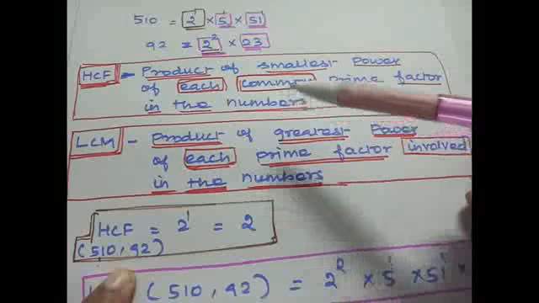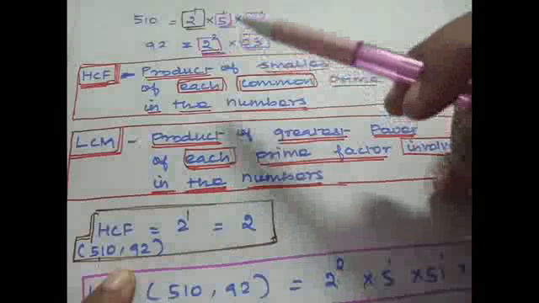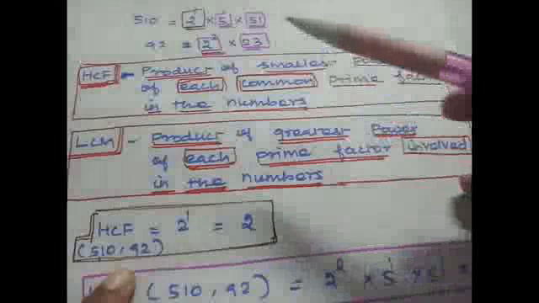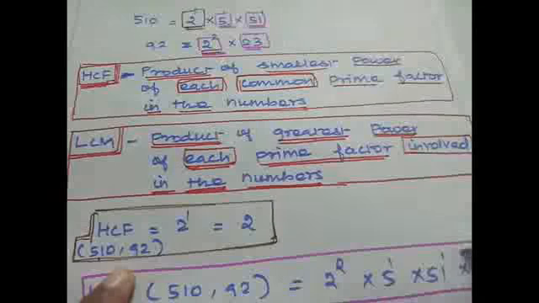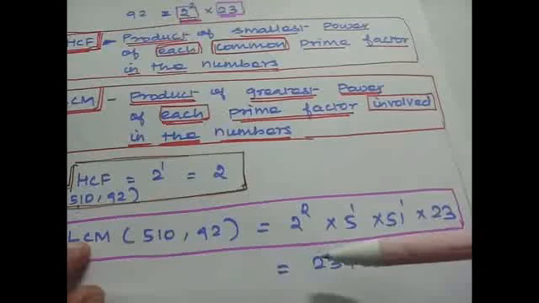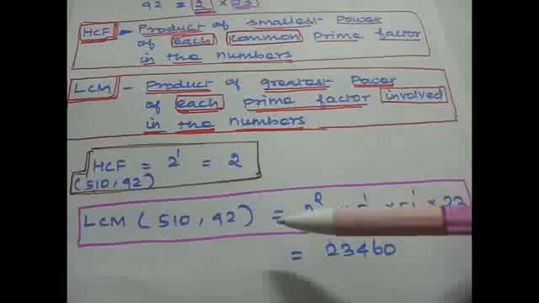In HCF, I have to take only the common prime factors. So the remaining numbers also we have to take in LCM. That's why I have written 5, 51 and 23, everything I have written. So if you multiply this, that is 23460. That is the LCM for this one.